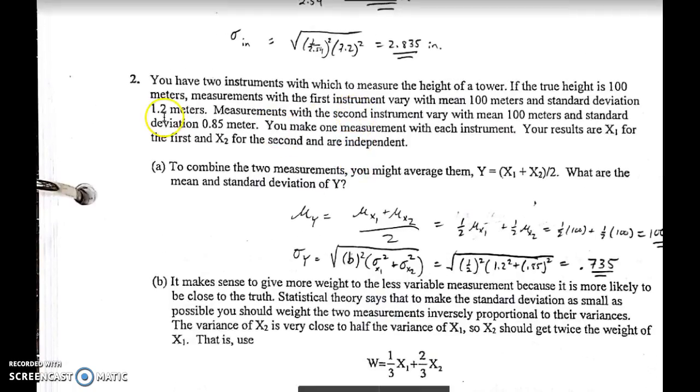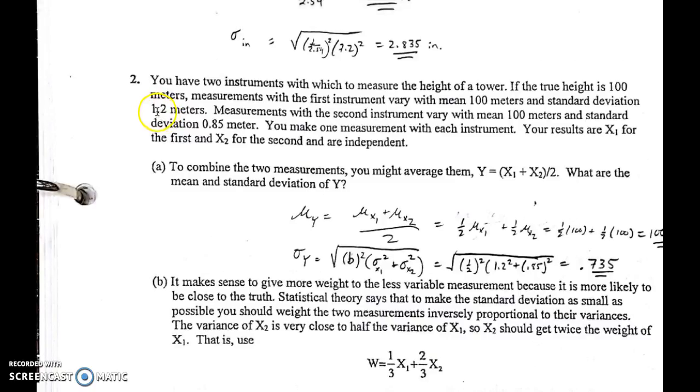measurements. And they tell us that since the standard deviation of the first is 1.2, to find the variance, we would square that. When we square 1.2, you're going to get 1.44. And when we square 0.85, we get 0.72. And so the first standard deviation, or the first variance, is about twice as big as the variance of the second one. So we want to do the inverse relationship of that.